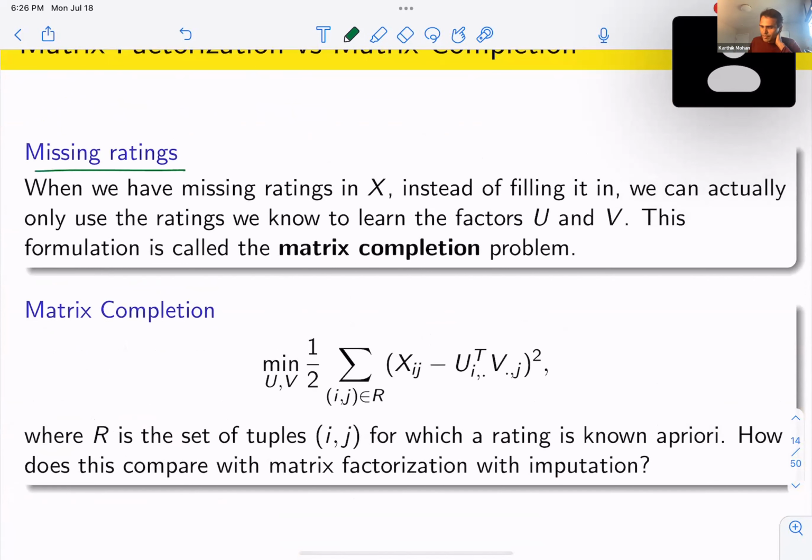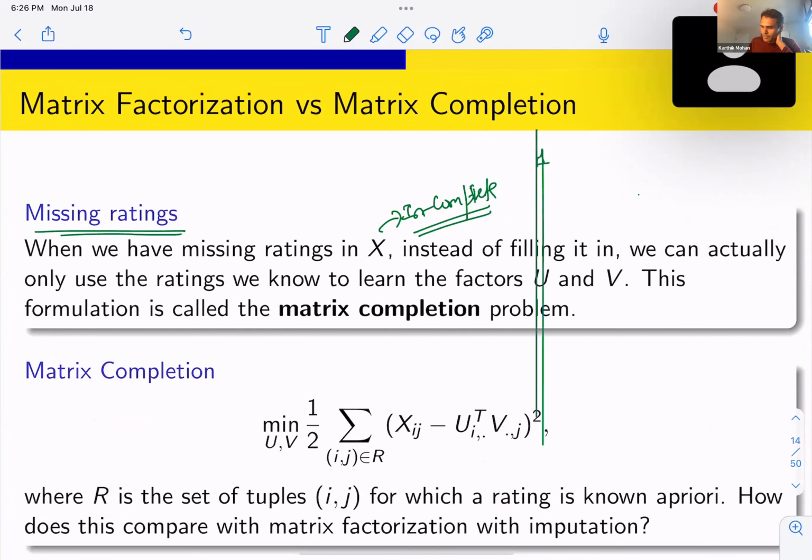In practice, you'll never have a matrix X that's complete. So X is usually going to be incomplete, right? Like, one customer.